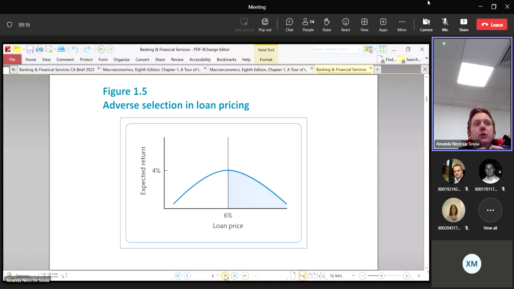To do this, they do credit checks and credit scoring. And credit scoring, just as a reminder, is a qualitative evaluation employed by banks to assess the creditworthiness of an individual or firm when they're applying for a loan.